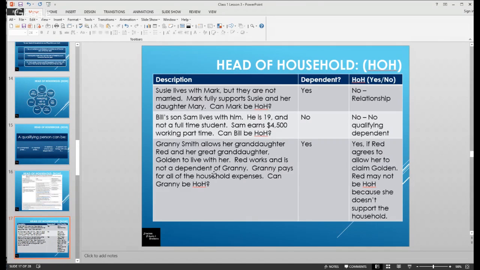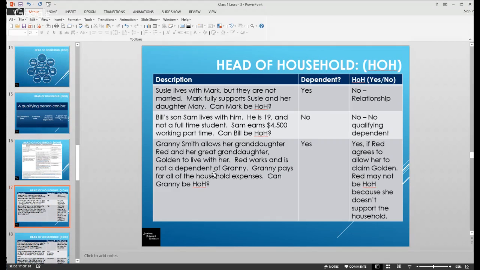So we're going to go through several examples here just so that people can really understand. First one is Susie. Susie lives with Mark. They're not yet married. Mark fully supports Susie and her daughter, Mary. Can Mark be head of household? He has a dependent. His dependent can be Susie, and it possibly can be Mary as well. He cannot be head of household because he does not have that close relationship.